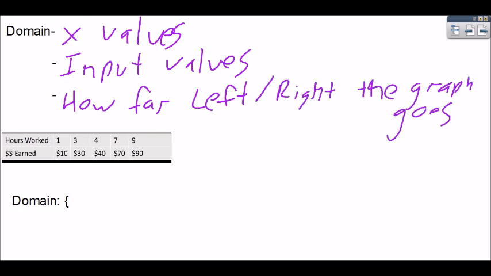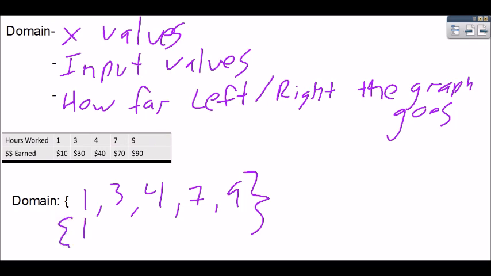Okay, so looking at the example below, what is the domain of hours worked? So we would just put a list of all the hours worked. If, however, it was a continuum, which means that we counted every single second you work, we would say from 1 hour to 9 hours. But because it's each individual listed number, we have to put all the different listings.